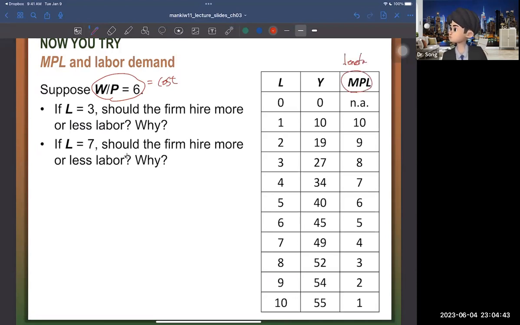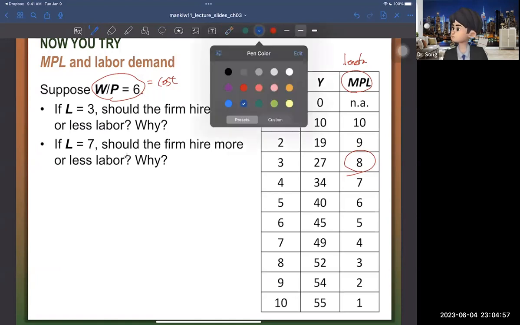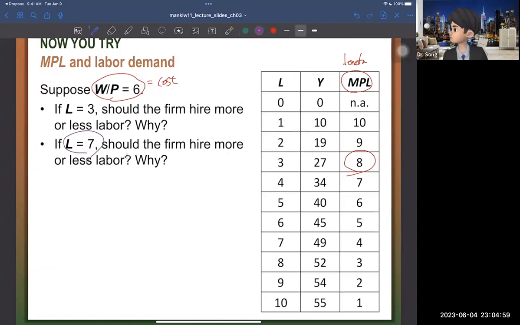So when you have 3 workers, what happened? The MPL is 8. So 6 is less than 8, so the benefit is 8, and the cost is 6. Why not? You need to hire that person. Now, when you have 7 workers, then what happened? The MPL, the benefit, is only 4, which is less than the cost, right? So then you have no incentive to hire that person. So then what's the optimal number of workers that you want to have here?